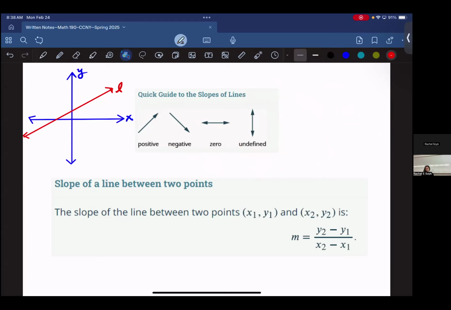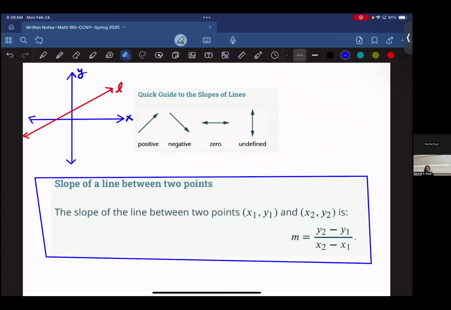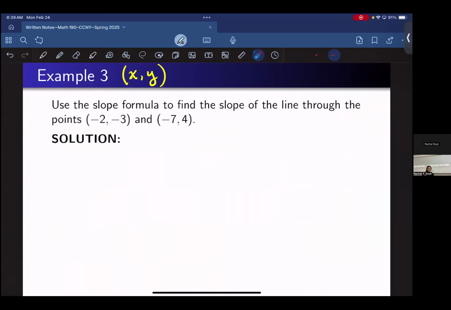When we are given 2 coordinate points and we're not given a graph, this is how we find the slope between 2 points. Our change in y over our change in x. y2 minus y1 all over x2 minus x1. And so now let's practice that. We're given these 2 points and we want to find the slope through the line that contains these 2 points. I always like to label my x1s and x2s. This is going to be my first x.